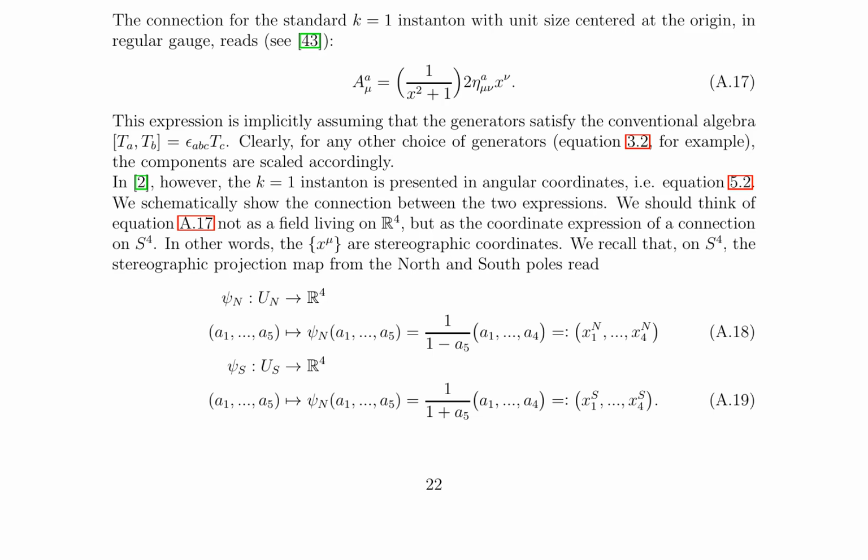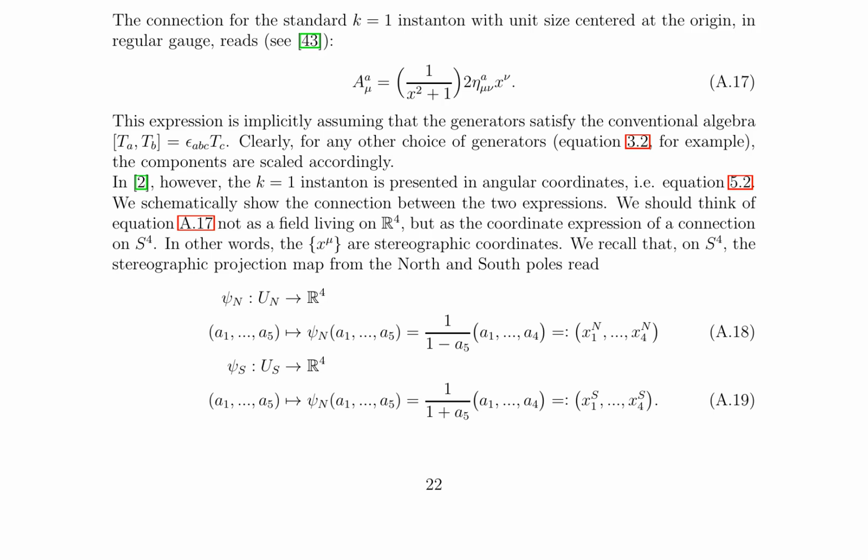In the context of the K equals 1 instanton with unit size centered at the origin, the connection in regular gauge is expressed as A_μ = (x² + 1)^(-1) η^a_μν x^ν, where η^a_μν is the 't Hooft symbol and x^μ are stereographic coordinates on S⁴.